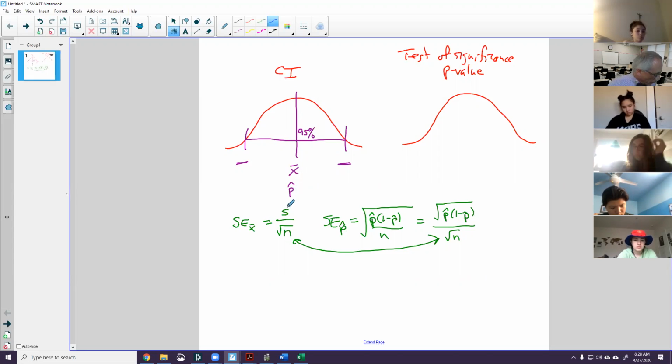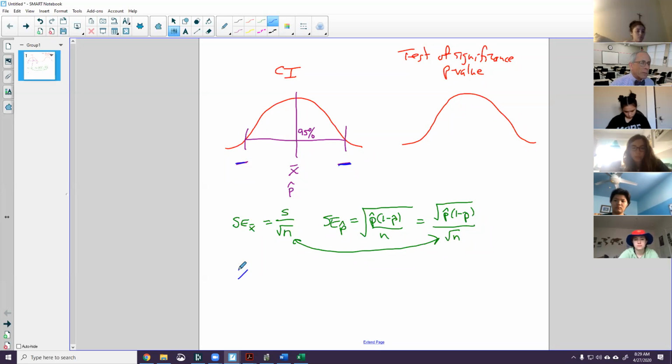Okay, good. So what I'm trying to find with a confidence interval is really the distance between here and here. I need to find those two endpoints. So to find that, I'm going to take my mean.